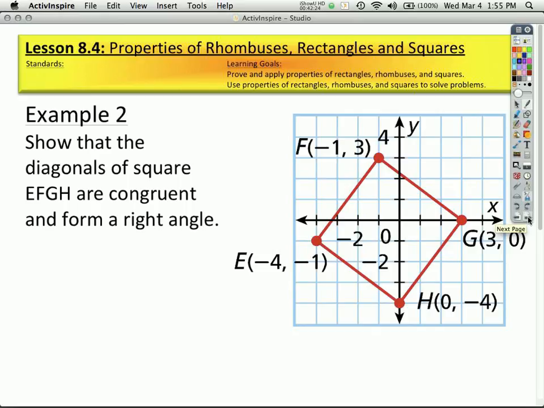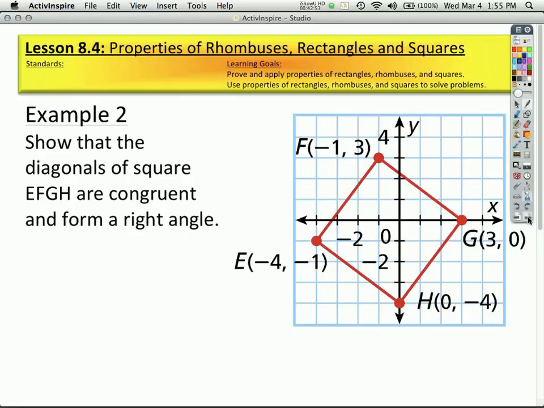So example 2. Again, we're going to continue trying to get comfortable with looking at things very differently. So now we're going to include the idea of the coordinate grid. On this coordinate grid, I have drawn a square. I'm telling you it's a square. You need to sketch out this picture. It's not a big deal using graph paper.